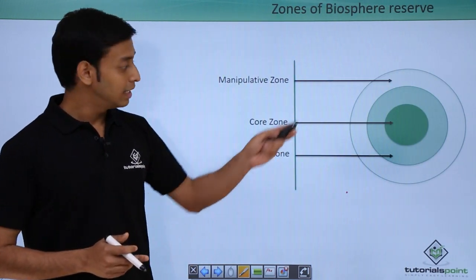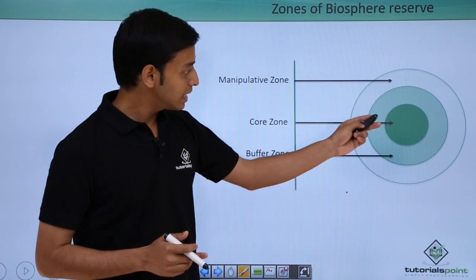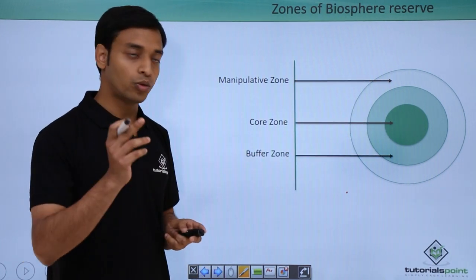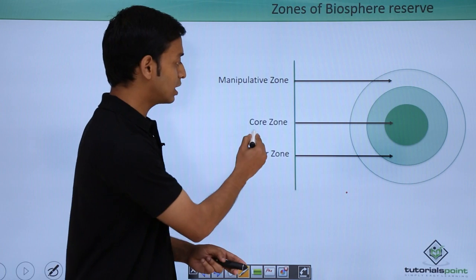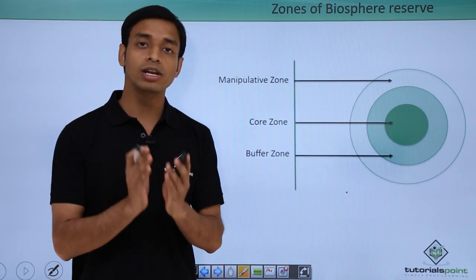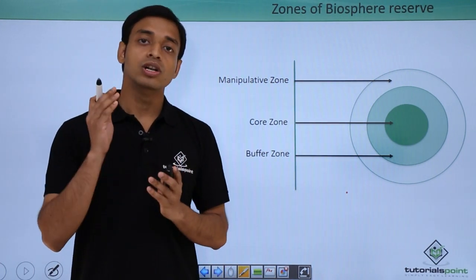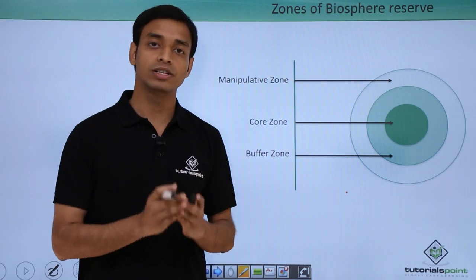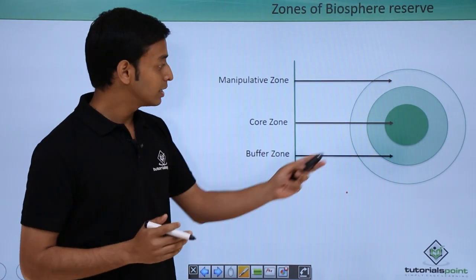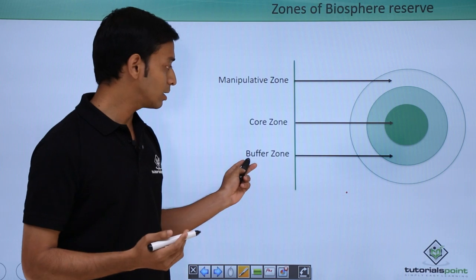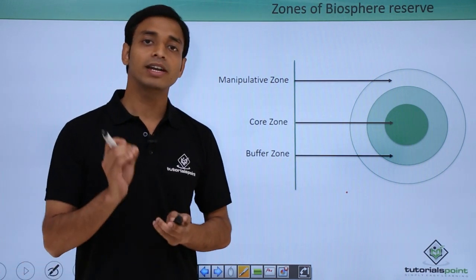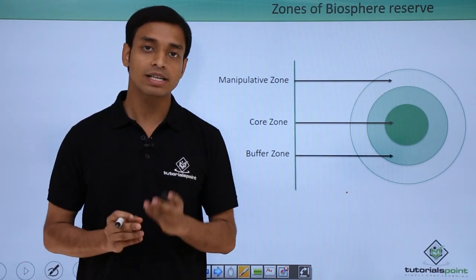So what are these? Just look into this diagram. See, it has been divided into different zones. So what are those? The innermost zone is known as the core zone. This is a fully protected area. Here none of the human activities or human interference is allowed. The next part is known as the buffer zone. Here a very limited amount of human activities are allowed.